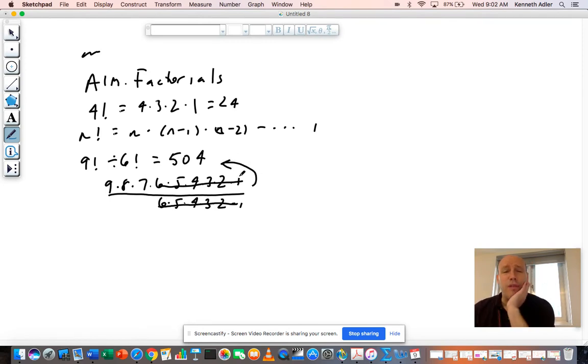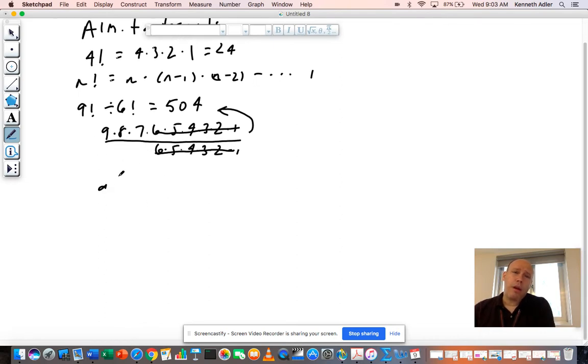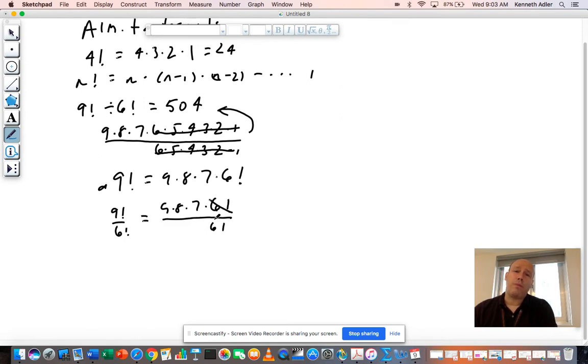Well, this should get you thinking, do I need to write all these numbers out? Can I write 9 factorial a different way? And the answer is yeah. You can say 9 factorial is 9 times 8 times 7 times 6 factorial. And that makes your computations a little bit easier. So 9 factorial over 6 factorial becomes 9 times 8 times 7 times 6 factorial over 6 factorial. You can cross those out, and you get the same answer a little faster.